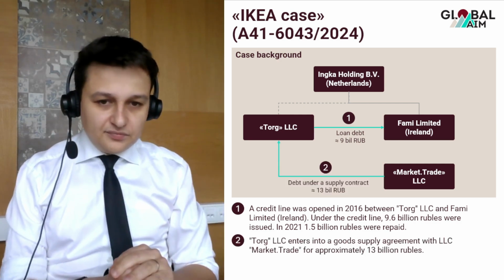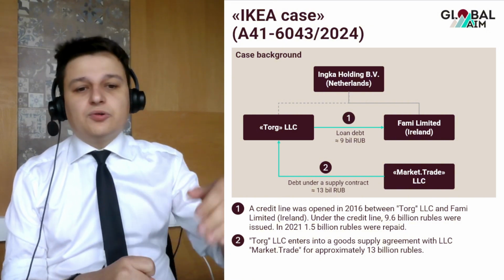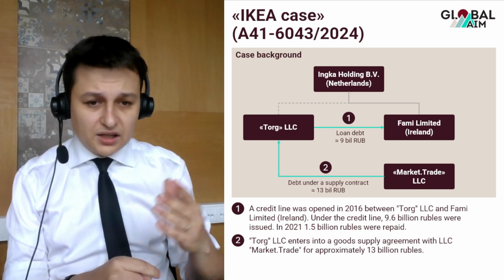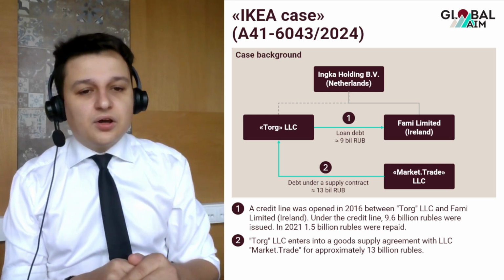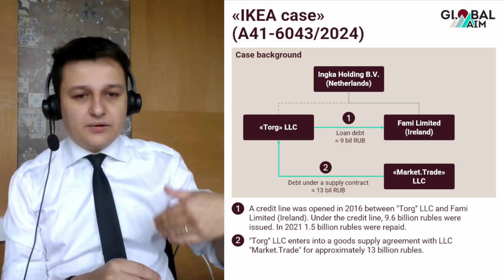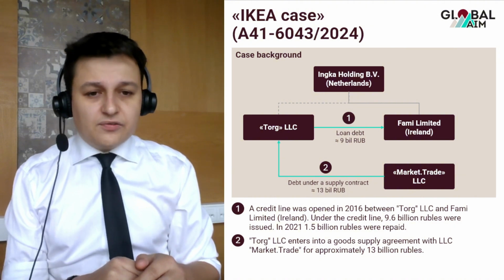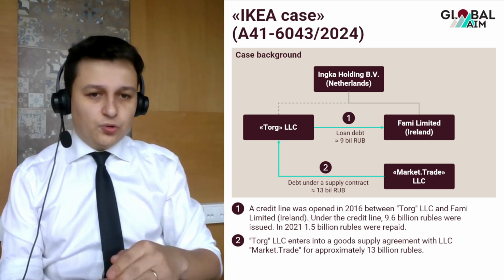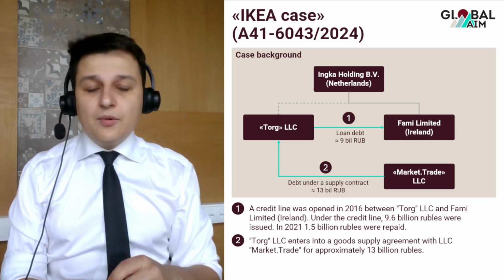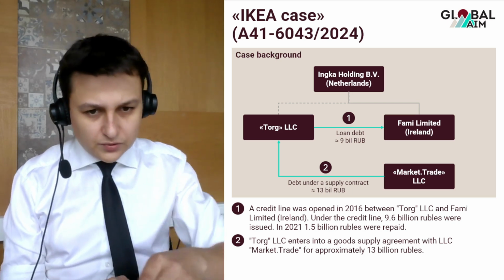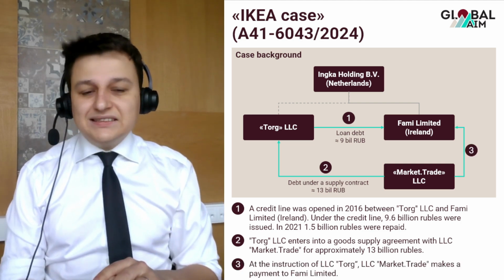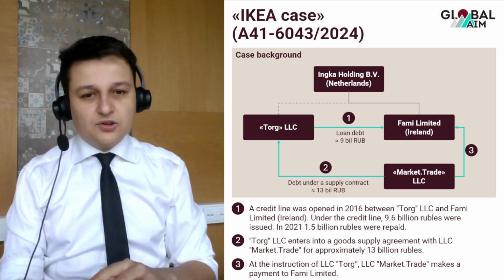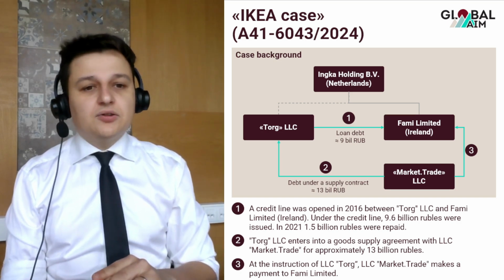On the second step, LLC Tork enters into a goods supply agreement with the third company, Market Trade LLC, another Russian company. This happens in 2023, actually a year after Presidential Decree 95 was introduced, and it was prohibited to pay your debt to a foreign company, avoiding the special Type C bank account. At the instruction of LLC Tork, LLC Market Trade makes a payment not back to Tork LLC, but to Family Limited.